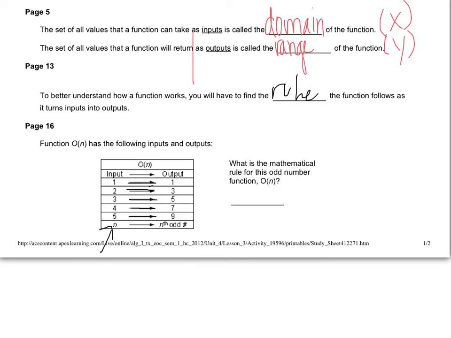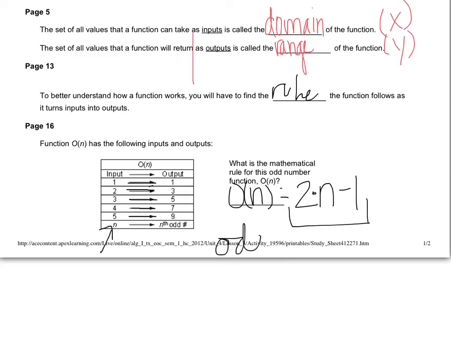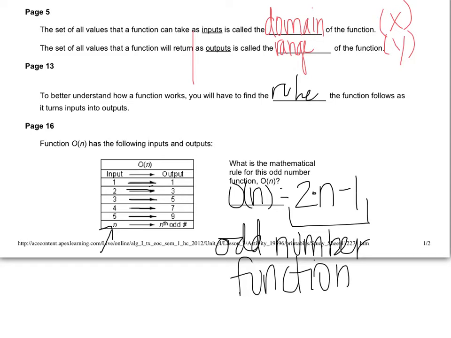Well, this function for the odd numbers, which we call O of n, is 2 times n minus 1. This is called the odd number function. You are going to need that multiple times on your assignment. And the reason it's called an odd number function is because no matter what number you put in here for n, it will always give you an odd number.